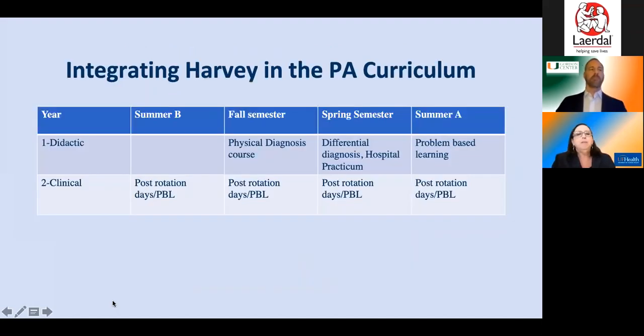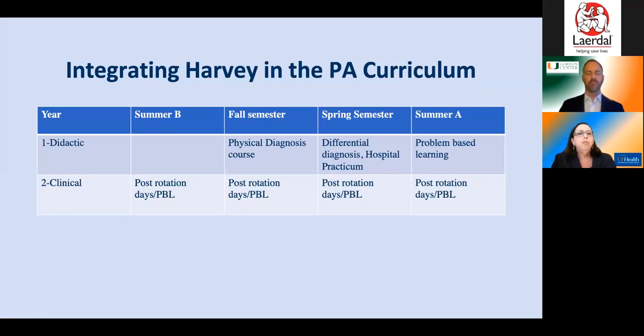Next slide, please. There are many ways that you can integrate Harvey into the PA curriculum, and if you're involved in onboarding a brand new PA program, or you're involved in implementing advanced and enhanced cardiopulmonary training using Harvey into an existing curriculum, you may have different considerations. I show here a slide with some options of how Harvey is commonly implemented in PA training.